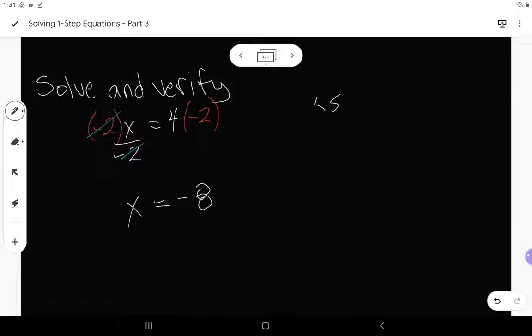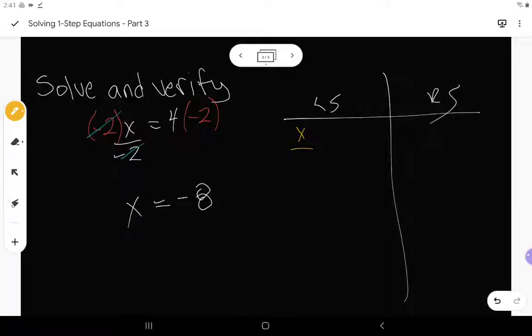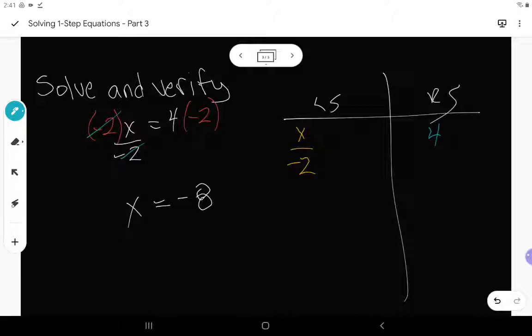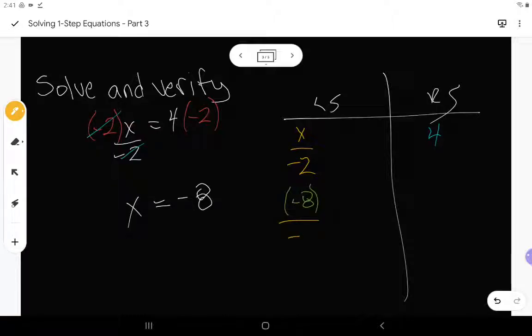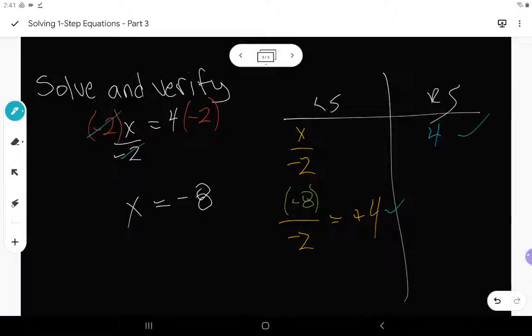Let's make sure that we have the right answer. We'll verify our equation here. The left side started as x over negative 2. The right-hand side started as 4. Instead of writing in x, I'm going to put in negative 8. Remember, put it in a set of brackets when you substitute in. Negative divided by negative is positive. 8 divided by 2 is 4. We have positive 4 on both sides. We have the correct solution.